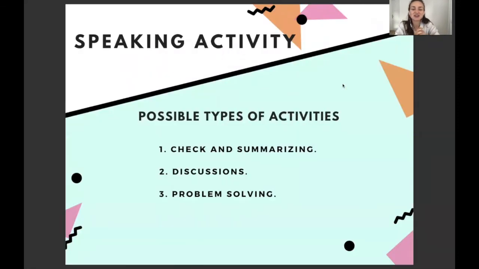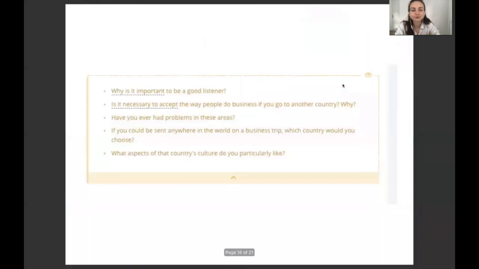The final stage is the speaking activity. So here on the slide, you can see the possible types of activities: checking and summarizing the information, discussions, and problem solving. So I will show you the ideas that are on the platform. You can find them on the platform and you can actually use them. But if you want to make your lessons different and more interesting, you can of course add your own activity as you wish. So these questions, they're usually given in this orange-yellow box.